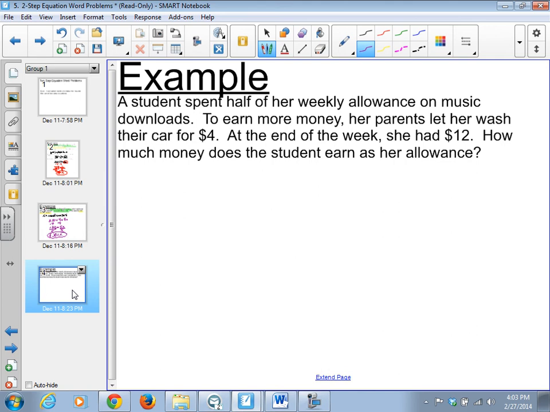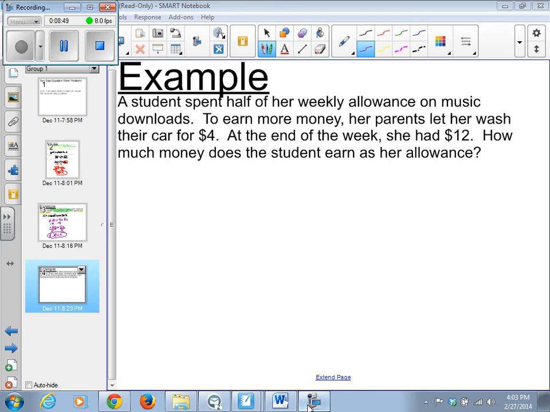All right. Once again, here's another one. The student spent half of her weekly allowance on music downloads. To earn money, her parents let her wash their car for $4. At the end of the week, she had $12. How much money does the student earn as her allowance? So I'm going to go ahead and pause it, and I'll come back. We'll have it highlighted again, and then we'll talk it through. But how about you pause the video right now and see if you can work this one out on your own.